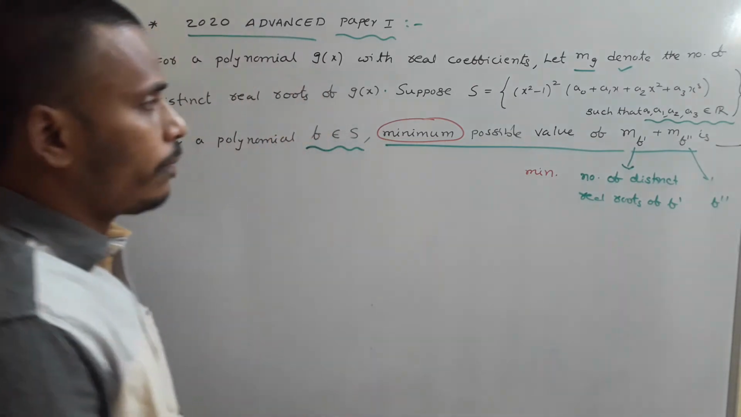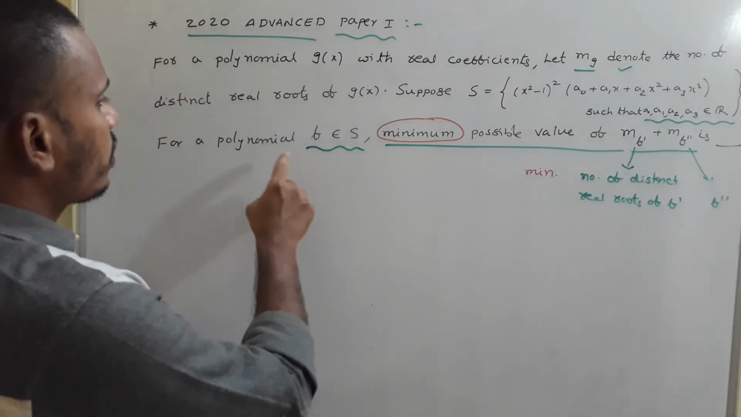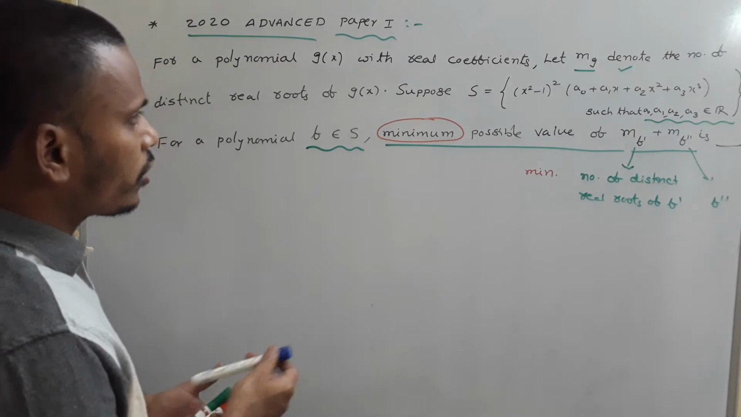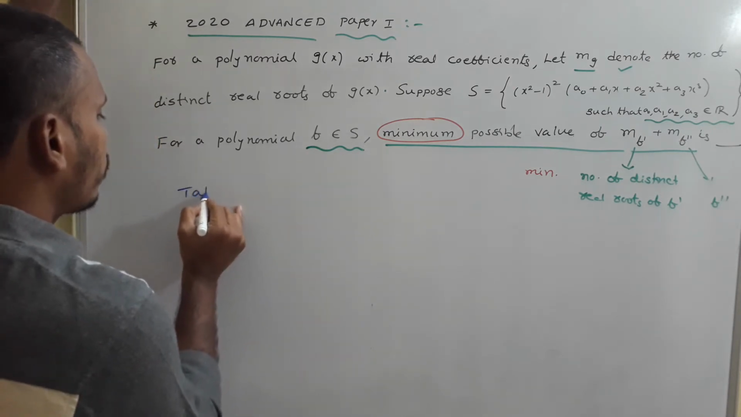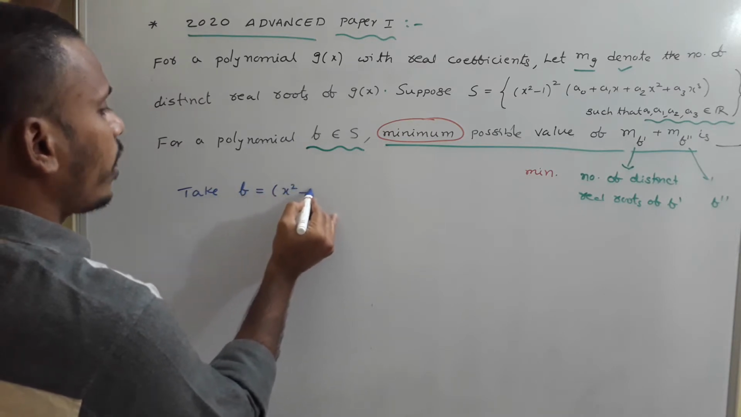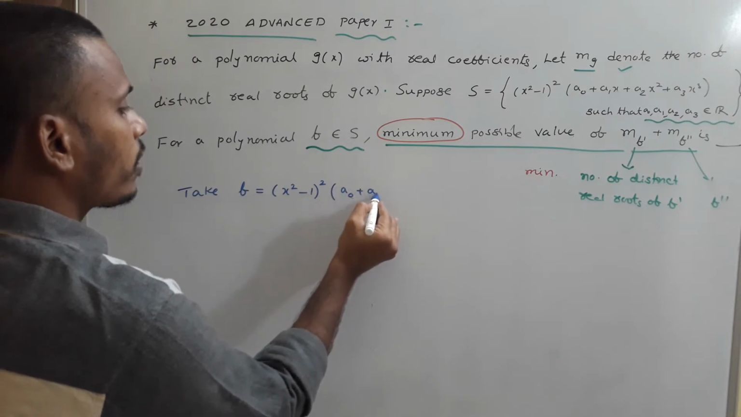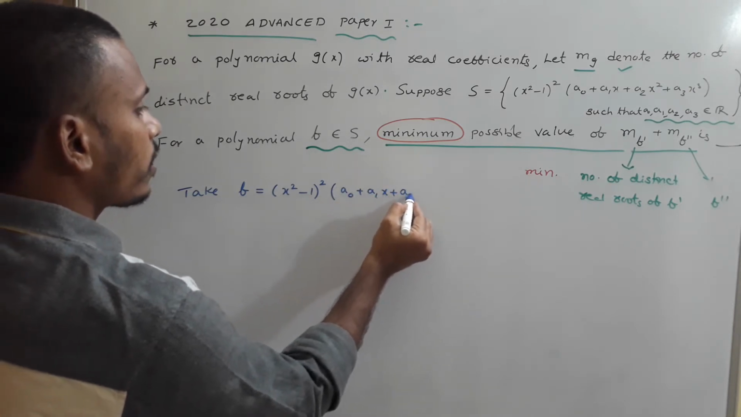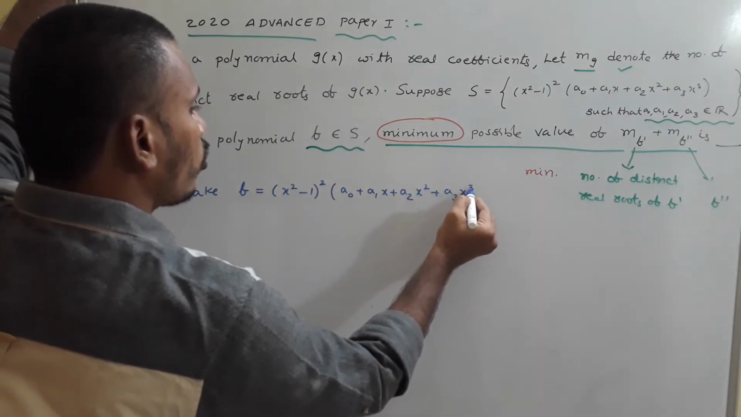That's what I need to say. Okay, right, you just have a look now. See, f is a polynomial of S. You just choose a polynomial from S. Take f equals (x square minus 1) whole square into (a naught plus a1x plus a2x square plus a3x cube).